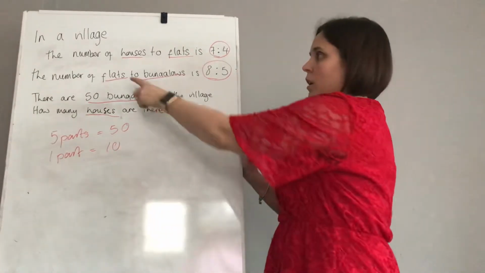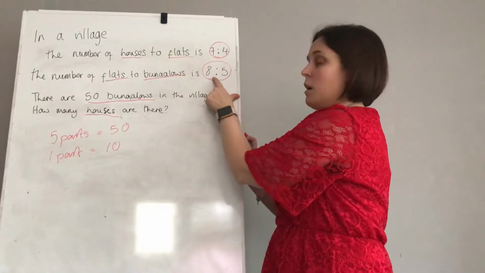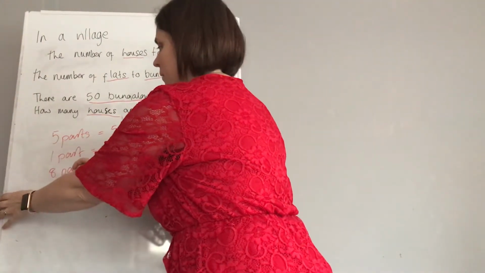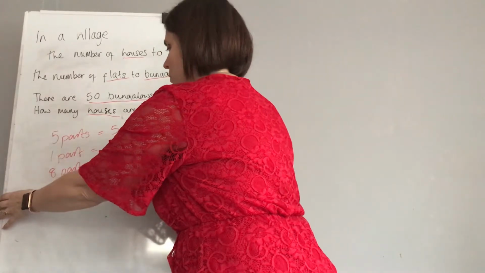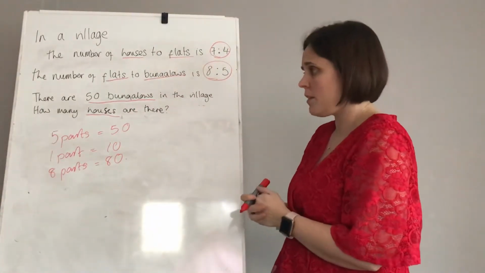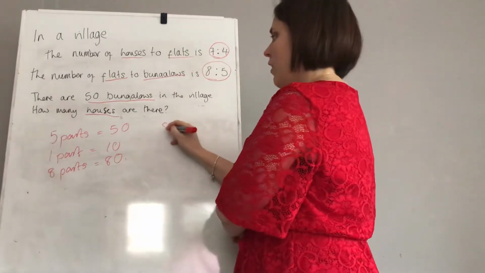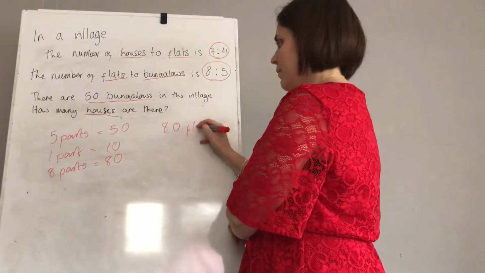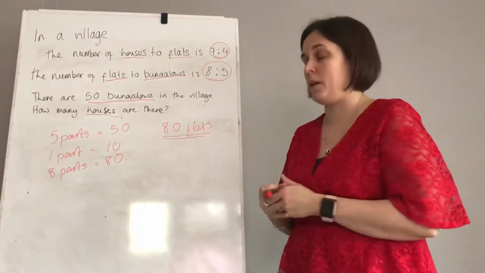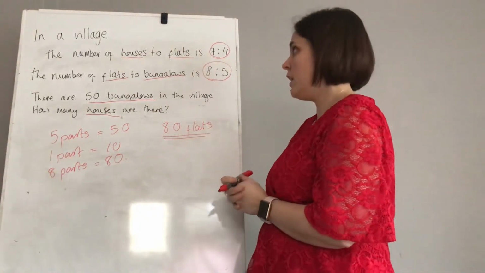and therefore when we're looking at the number of flats is 8 parts, so therefore 8 parts is equal to 80. So that means that we know there are 80 flats. So that's the first important piece of information that we've got.